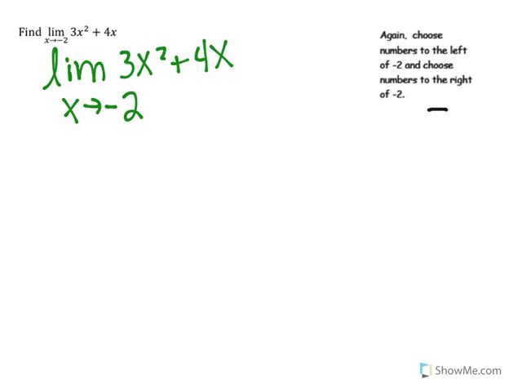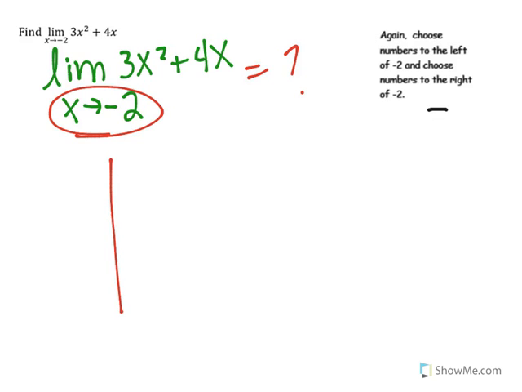Let's look at a second example again, just to get used to it. So if we look, we have the limit of 3x squared plus 4x as x approaches negative 2. I'm just going to write this a little bigger as limit of 3x squared plus 4x as x approaches negative 2 for this function. What is this limit equal to? Remember, we're looking for a y value.